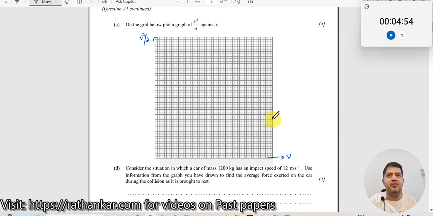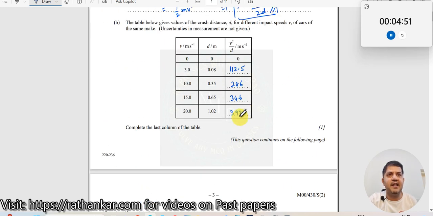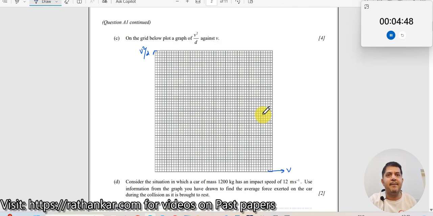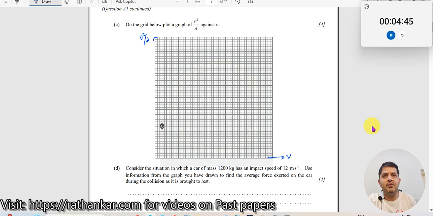We have to choose the values. Maximum value is 392 or 400. Minimum value is 0. So how many squares do we have here? 1, 2, 3, 4, 5, 6, 7, 8, 9, 10. There are 10 squares over here. We will choose one square equal to 50 units of v square by d. This will be 0, this will be 50, 100, 150, 200, 250, 300, 350, and this is 400. I'll write down the maximum point, 400 here, 350, 300 here, then 250, 200 here, and the rest is fine.